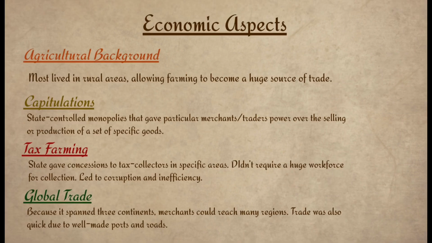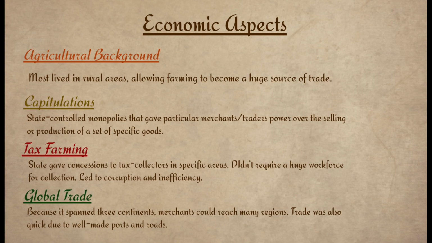The economy in the Ottoman Empire was also an important aspect of the empire. Most people lived in rural farmlands, making agricultural trade a huge part of their economy. Because farmers were trading and making so much money, the government installed state-controlled monopolies called capitulations to give certain officials power over the production of goods in an area. This also opened the way for tax farming.